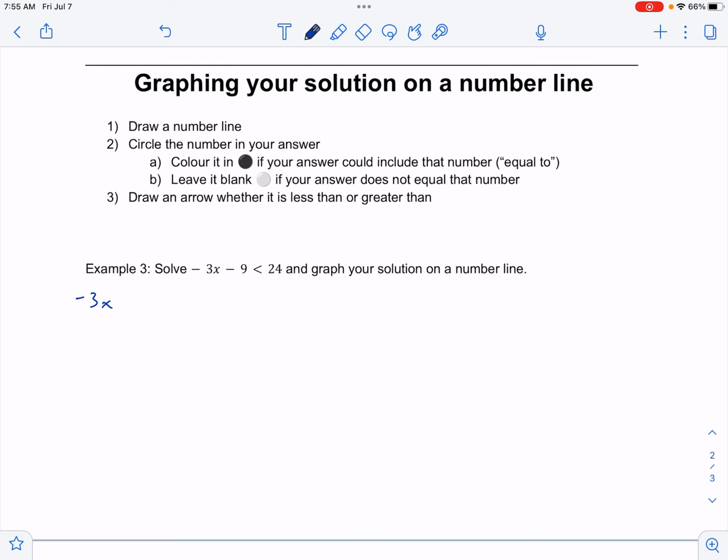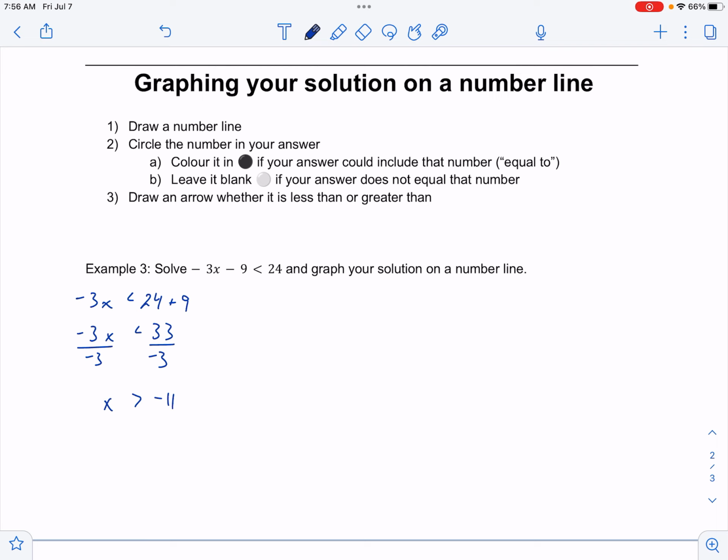Negative 3x, I'm going to move my 9 over. It'll become a plus 9. 24 plus 9 is 33. I divide both sides by negative 3, so I need to flip the sign. 33 divided by negative 3 is negative 11. So x is greater than or equal to negative 11.